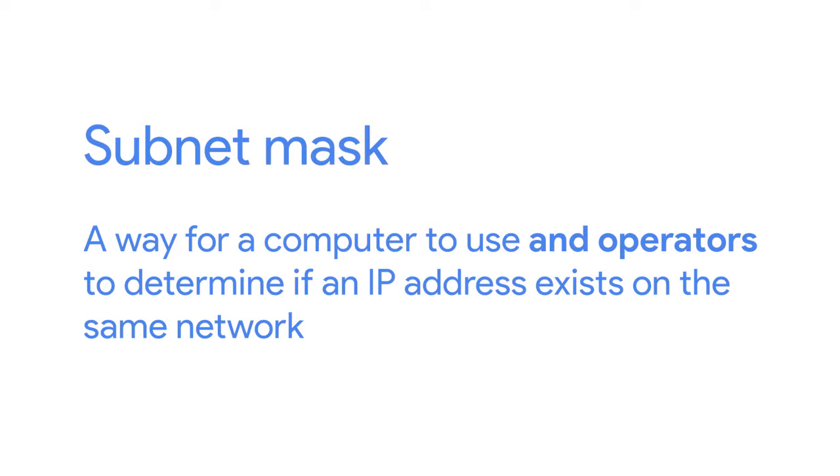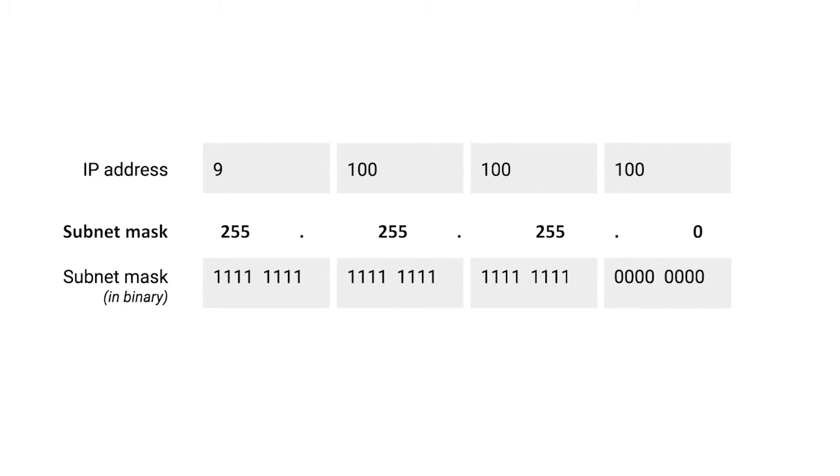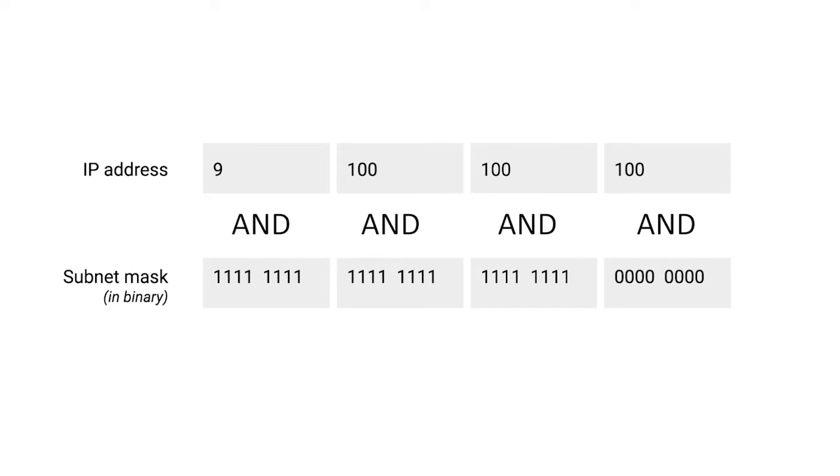A subnet mask is a way for a computer to use AND operators to determine if an IP address exists on the same network. This means that the host ID portion is also known, since it'll be anything left out. Let's use the binary representation of our favorite IP address, 9.100.100.100, and our favorite subnet mask, 255.255.255.0. Once you put one on top of the other and perform a binary AND operator on each column, you'll notice that the result is the network ID and subnet ID portion of our IP address, or 9.100.100.